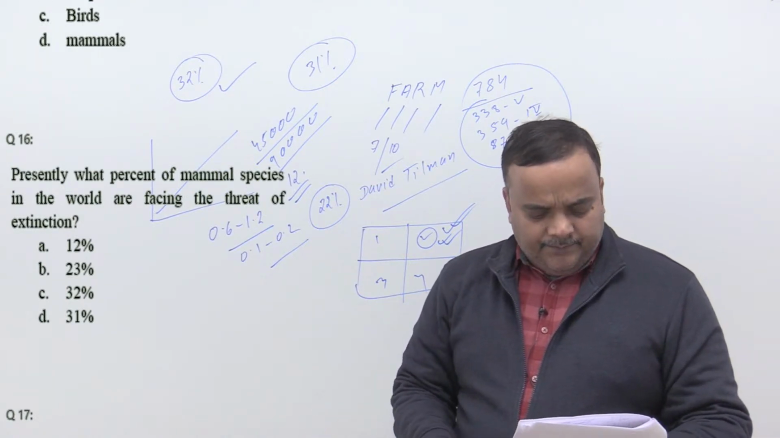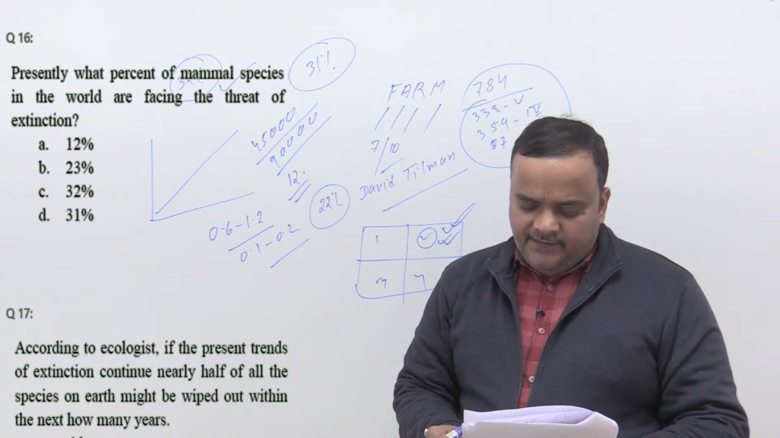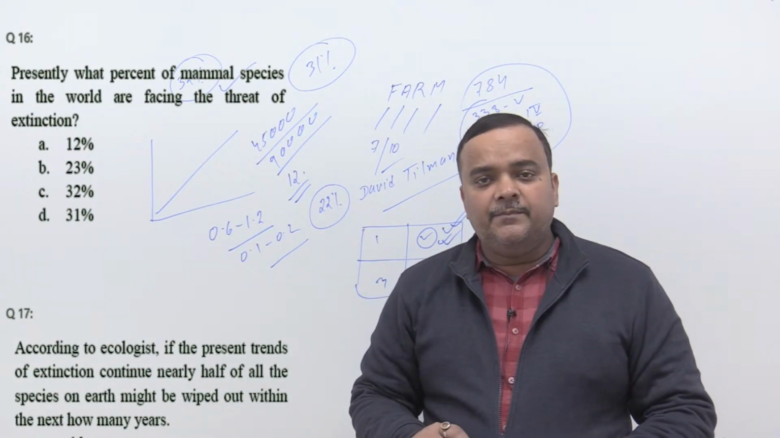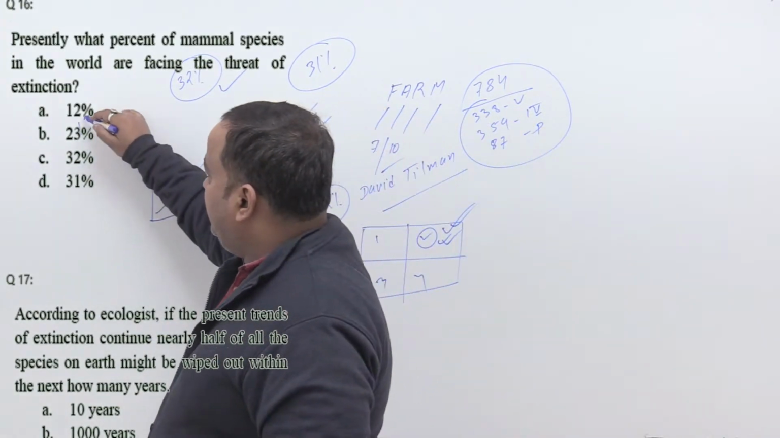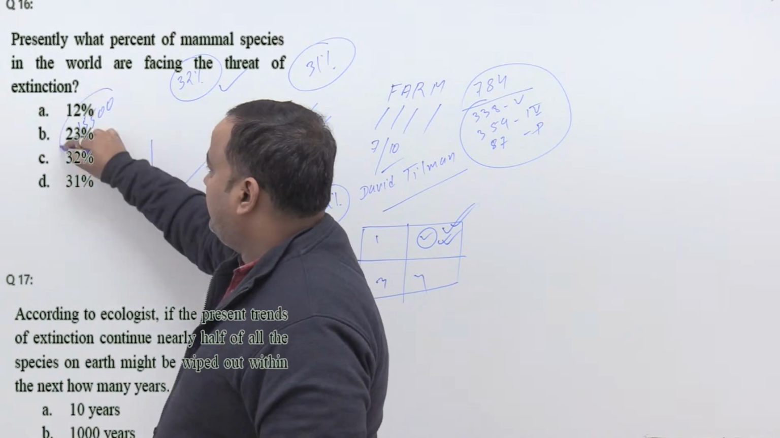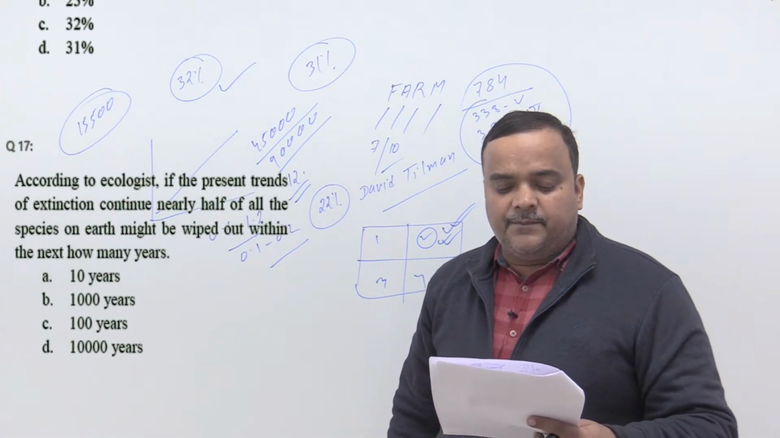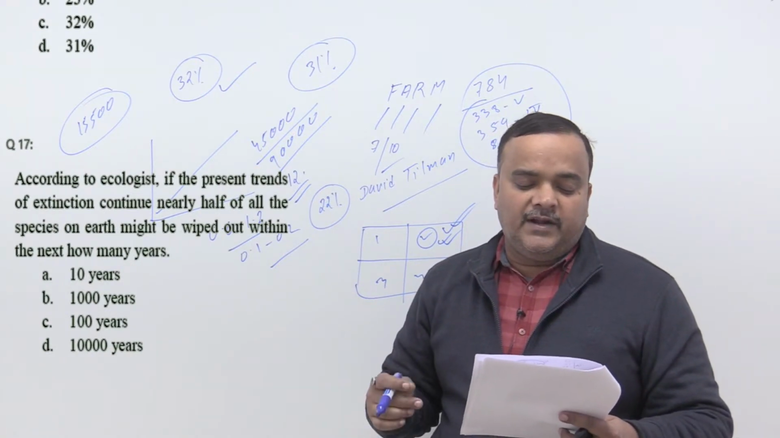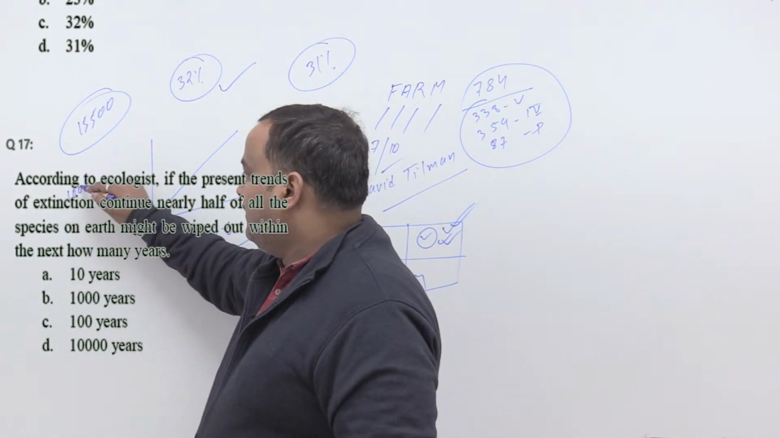Now, next question. Presently, what percent of mammal species in the world are facing the threat of extinction? It is 23%. And worldwide, right now, 15,500 species are facing the threat of extinction. Next question. According to ecologists, if the present trend of extinction continues, nearly half of all the species on Earth might be wiped out within the next how many years? It is 100 years.